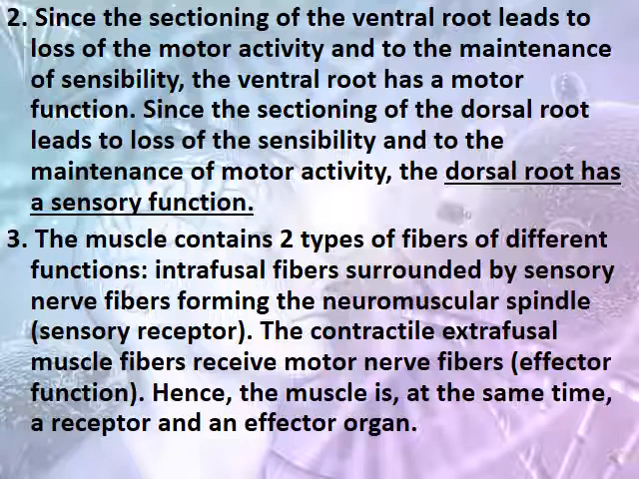Number 3: why do we say that the muscle is a receptor and effector organ? The muscle contains 2 types of fibers of different function.